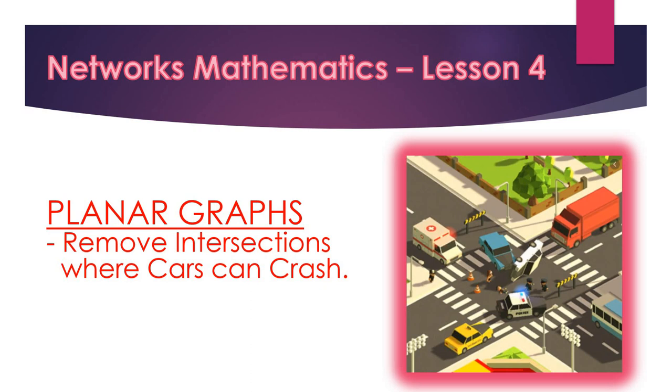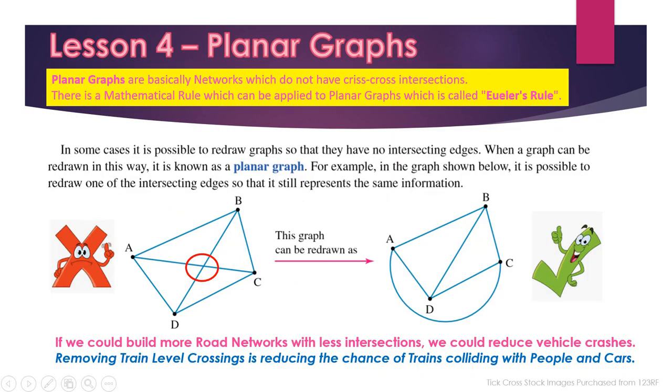So we're looking at removing intersections, actually, where things cross over and you can have car crashes at crossroads. We're looking at trying to change the graph or the shape so that we don't have those sort of intersections and crossovers in it. So planar graphs are basically networks which don't have any crisscross type intersections.